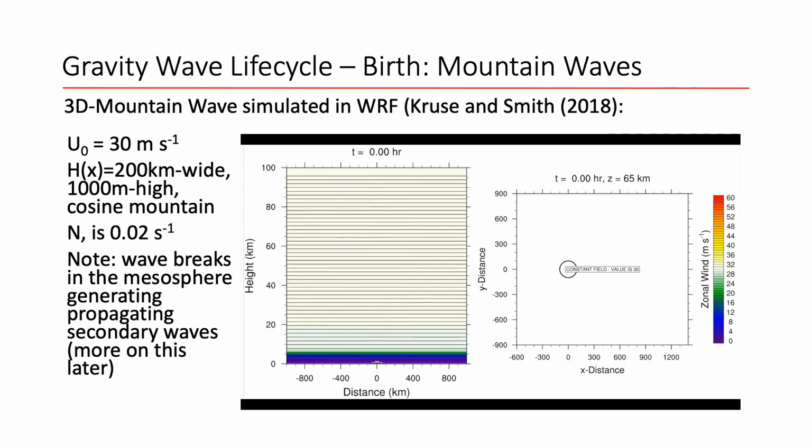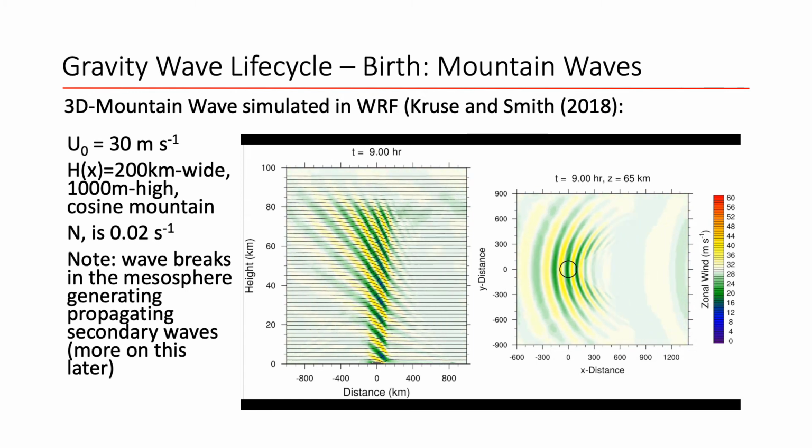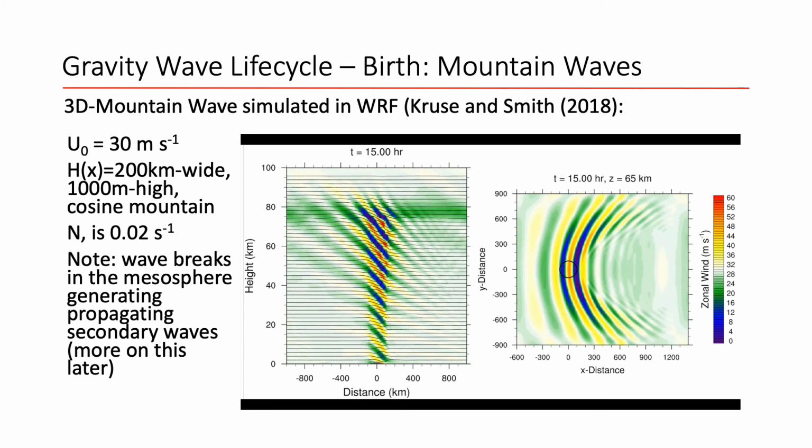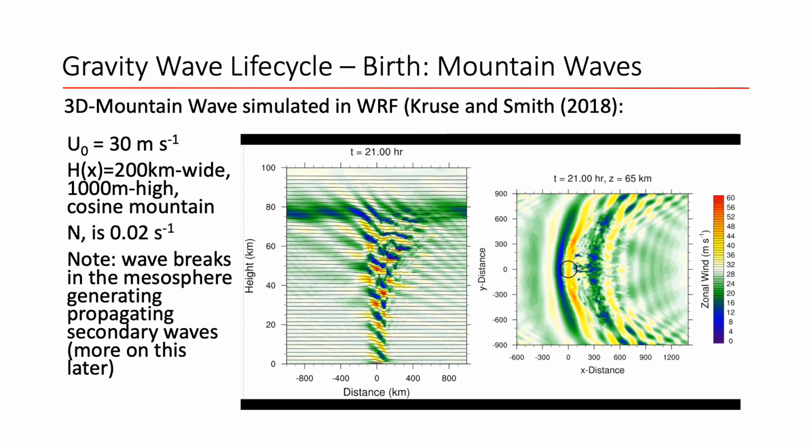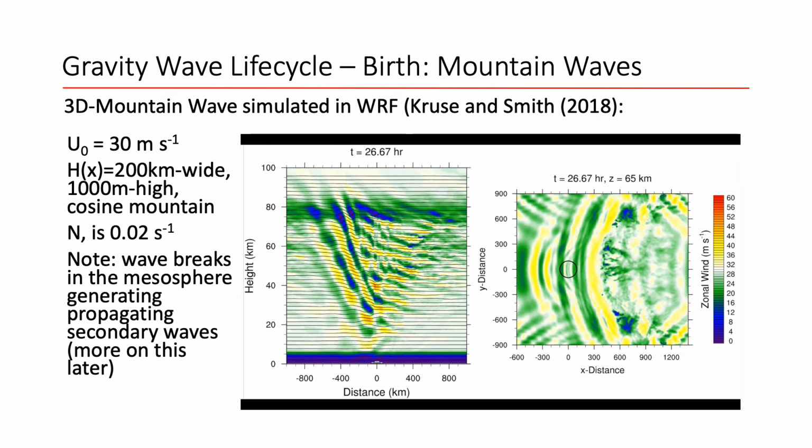So I'd just like to show this 3D mountain wave simulation in WRF from Chris Cruzy. Here we have a constant background wind of 30 meters per second at the source, and then we have a mountain which is 200 kilometers wide and 1,000 meters tall and defined by a simple cosine function. The left hand panel shows the distance on the x-axis and the height on the y-axis, and you'll see this gravity wave start to propagate. You notice its phases are not moving, they're constant, and then the wave will break at some altitude and start to dissipate away.